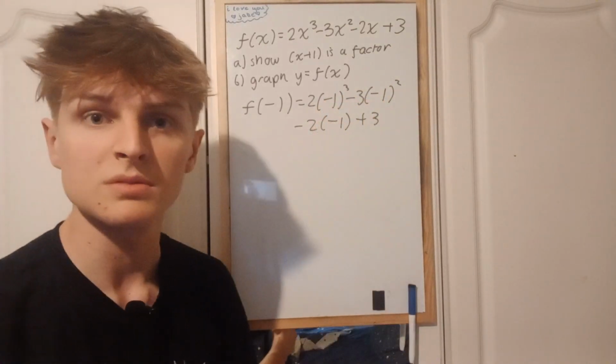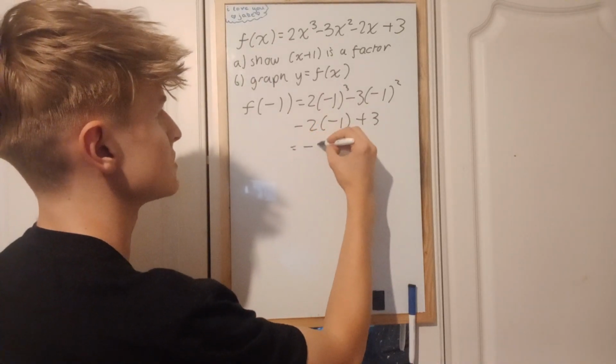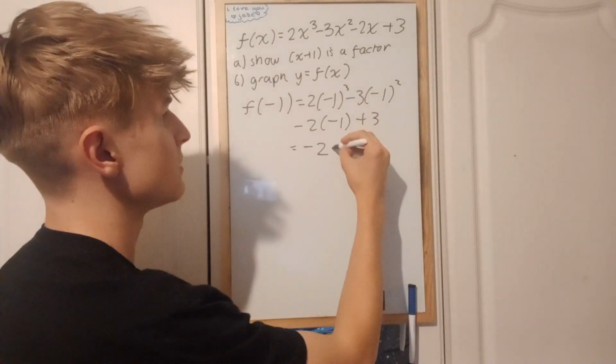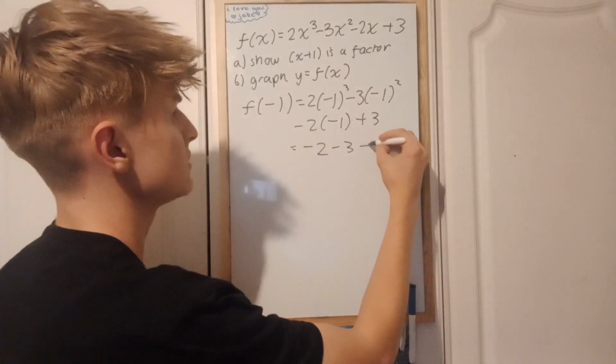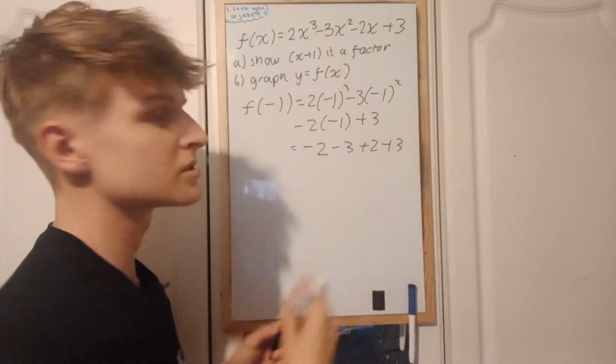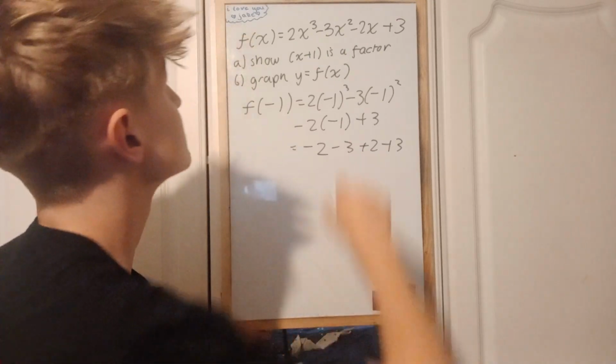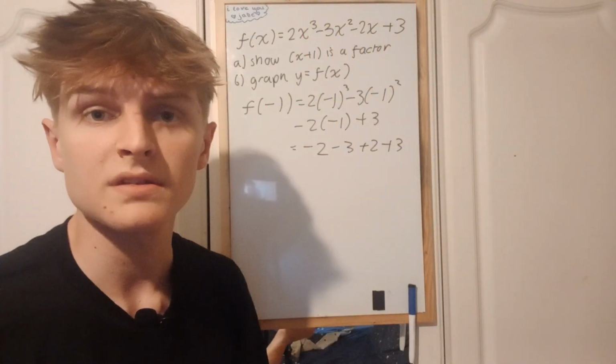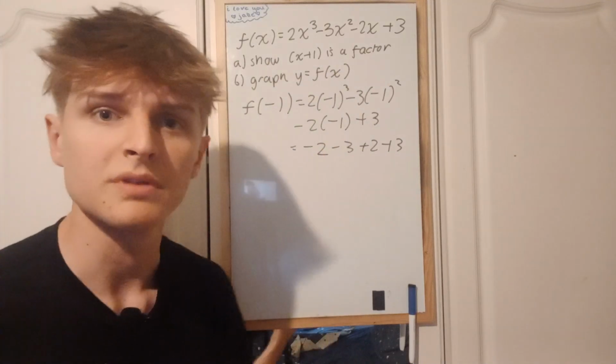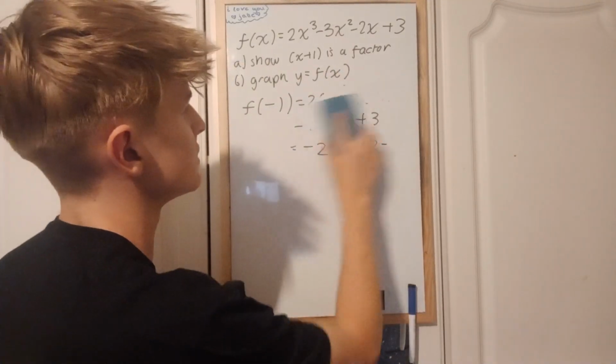Okay, -1 cubed is -1, so that's minus 2. -1 squared is 1, so that's minus 3. Then that's plus 2 plus 3, which obviously equals 0. So that's brilliant. So we've done the first part there. So then we can conclude by the factor theorem that x plus 1 must be a factor of f of x.